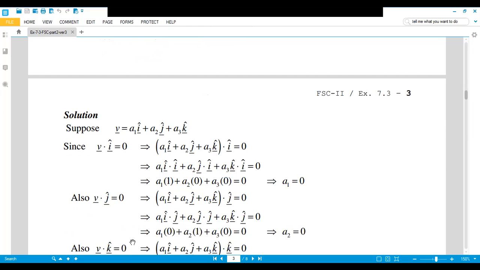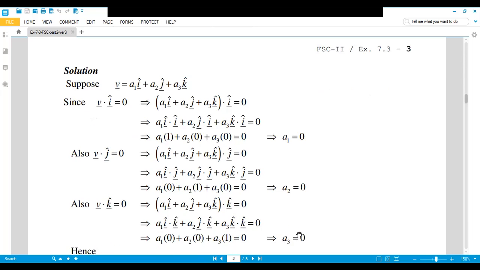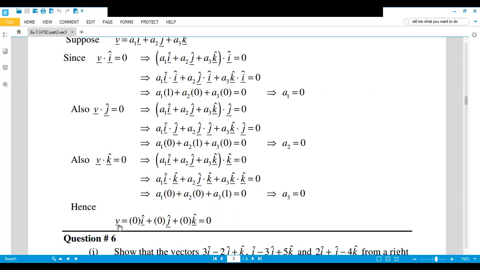Now V dot j, again vector V dot product with j. So a1 i dot j, a2 j dot j, a3 k dot j. So i dot j is 0, j dot j is 1, k dot j is 0. So we get a2 equal to 0. Similarly, V dot k, again vector V dot product with k. So i dot k is 0, j dot k is 0, and k dot k is 1. So a3 is equal to 0. Hence V is 0i plus 0j plus 0k, which is equal to 0, meaning the null vector.